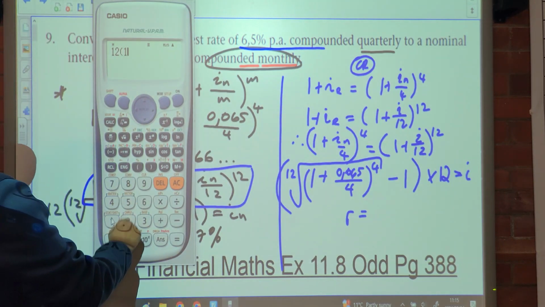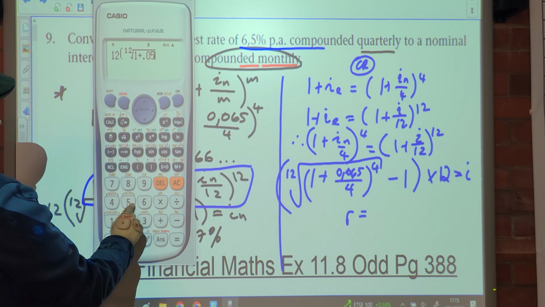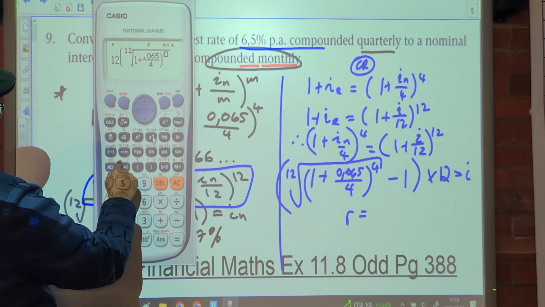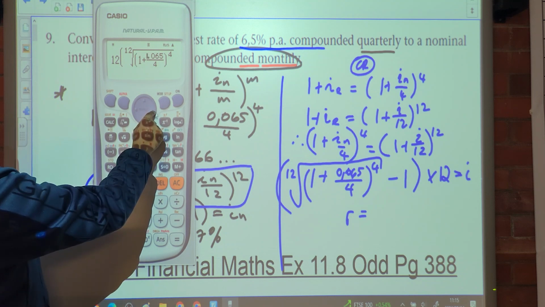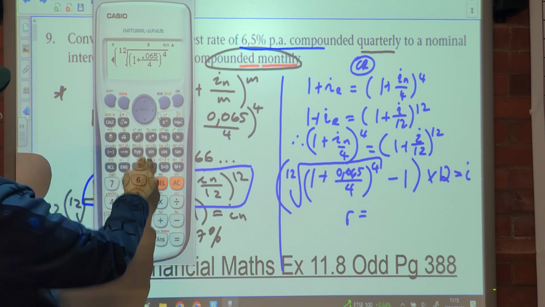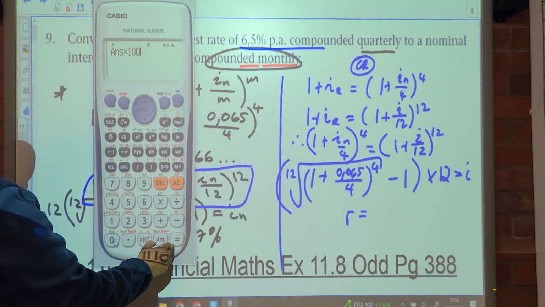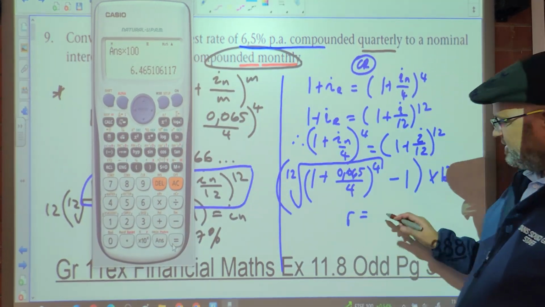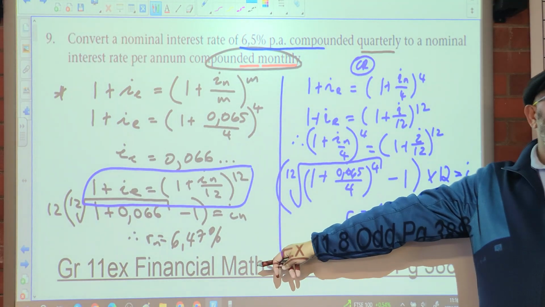So it's 12 times the 12th root of 1 plus 0.065 over 4 to the exponent 4, minus 1, times 100, gives you 6.47. Which is the same. Do you guys understand?